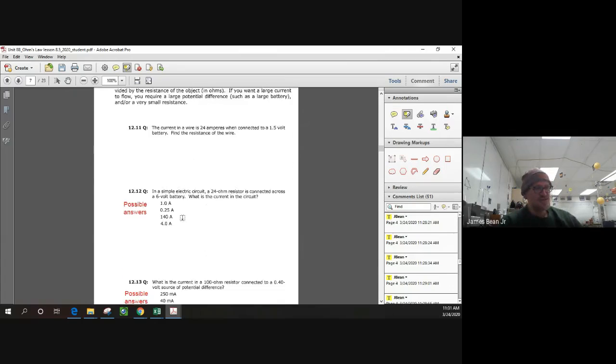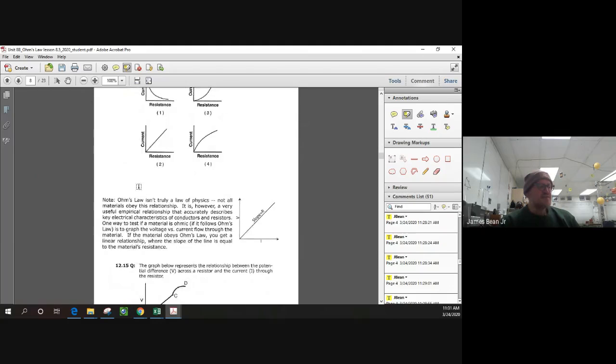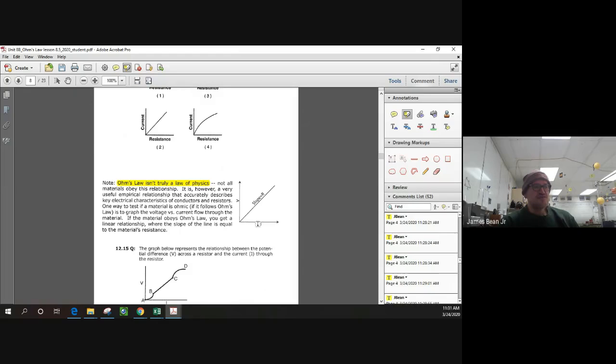Some more questions here. And here is something to note: Ohm's law isn't truly a law of physics. Not all materials obey this relationship. However, if you do an experiment and plot voltage versus current, the slope would be resistance. When it is linear, it is following Ohm's law. When it's not linear, it is not following Ohm's law.